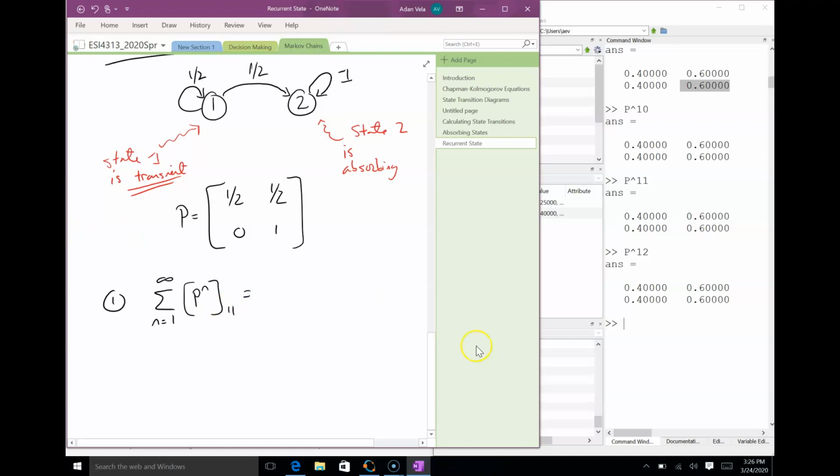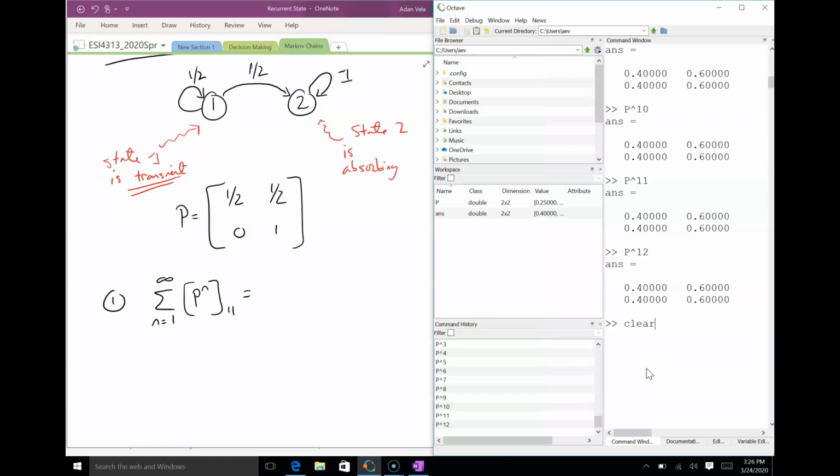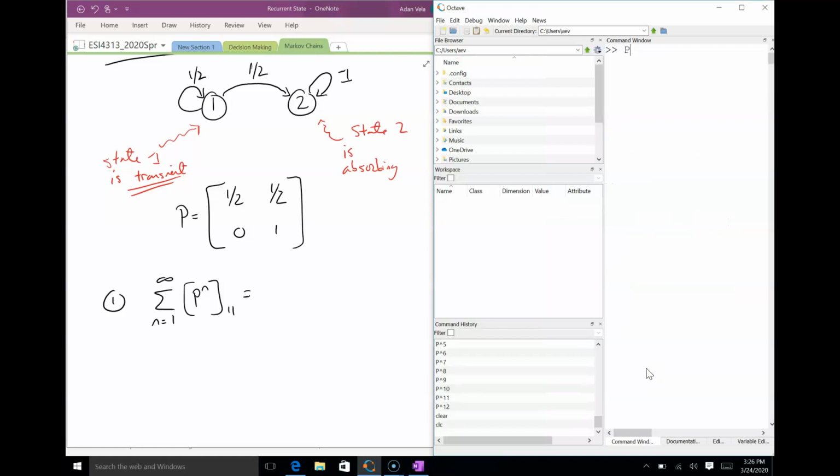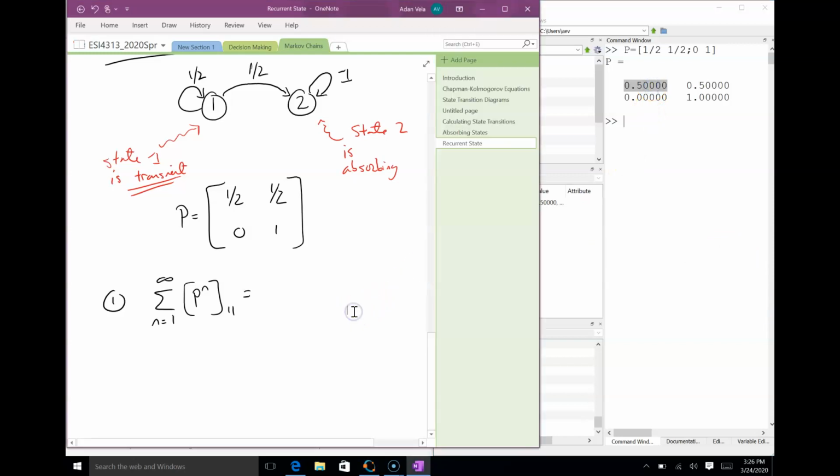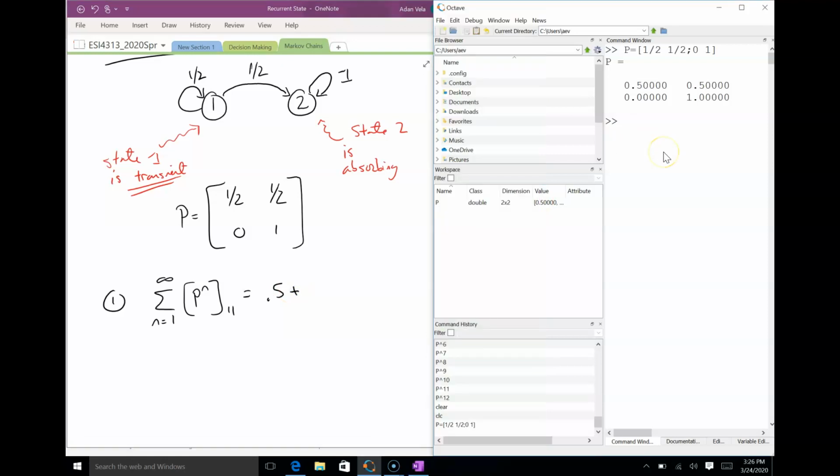All right, so I'm going to go over to Octave and we'll start calculating that. So P is equal to 1/2, 1/2, 0, 1. We're going to take P to the 1 power and pull out that 1 term right here. So we get 0.5. Let's take P to the 2. Now we're going to pull out 0.25.